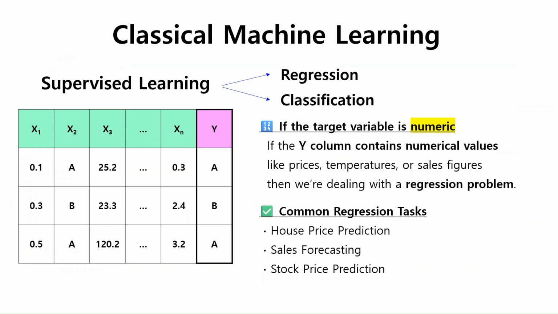That means the model is learning to predict a continuous number. Some common examples of regression tasks include predicting the price of a house, forecasting product sales, estimating stock prices. So remember, if the output is a number, it's regression.